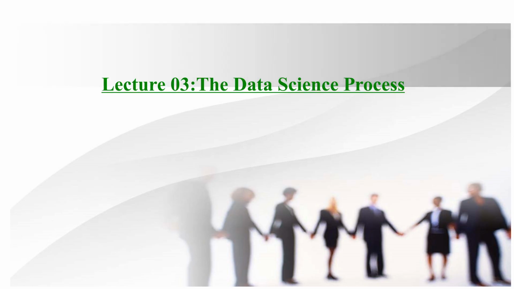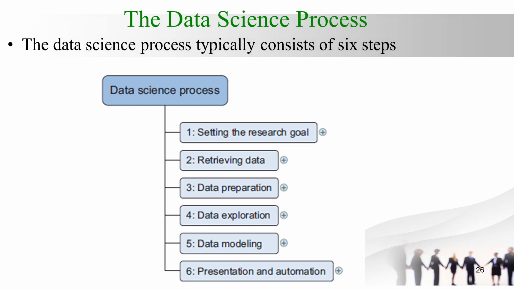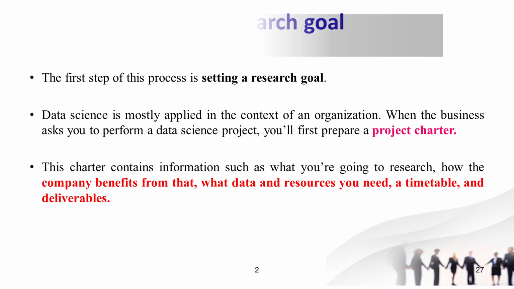We'll move on to lecture 3. We'll see the data science process. This data science process consists of 6 steps, starting with setting the research goal, retrieving data, data preparation, data exploration, data modeling, presentation and automation. Now we'll see it step by step.